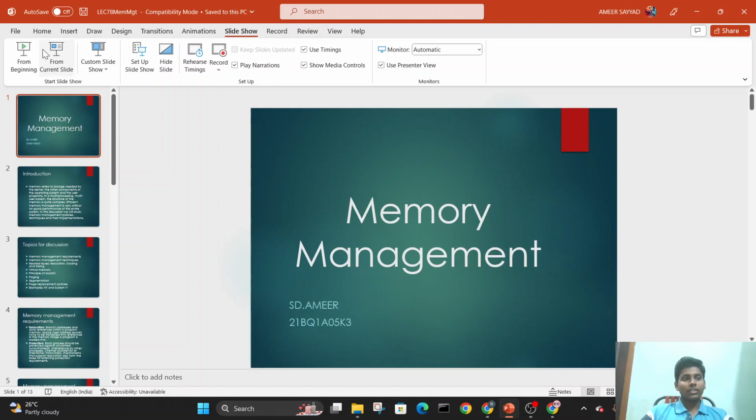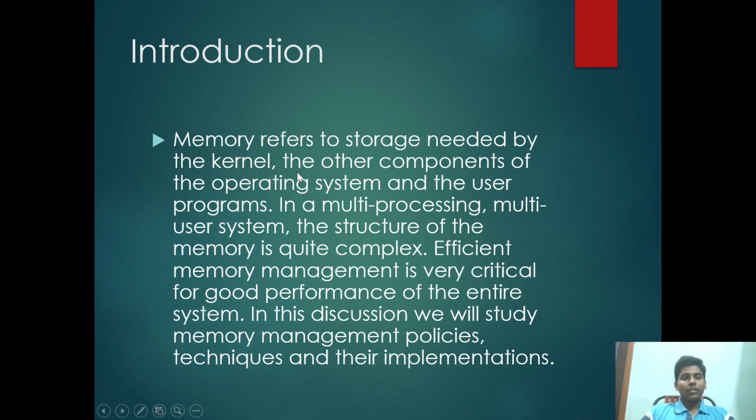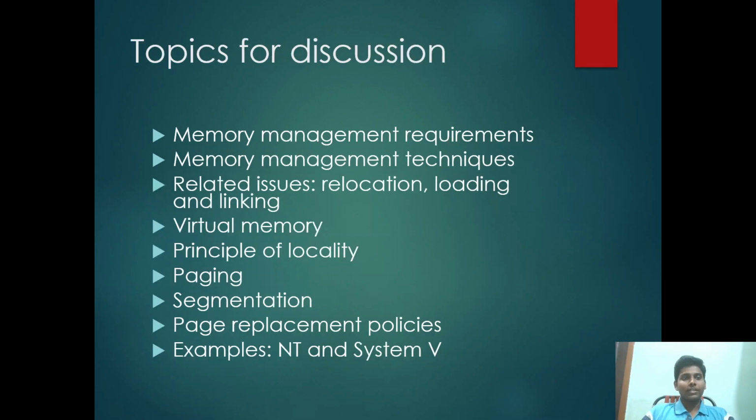Today we are going to discuss memory management in operating systems. So, memory refers to storage needed by the kernel, the other components of the operating system and the user programs. In a multiprocessing or multi-user system, the structure of the memory is quite complex. Efficient memory management is very critical for good performance of the entire system. In this discussion, we will study memory management policies, techniques, and their implementations.